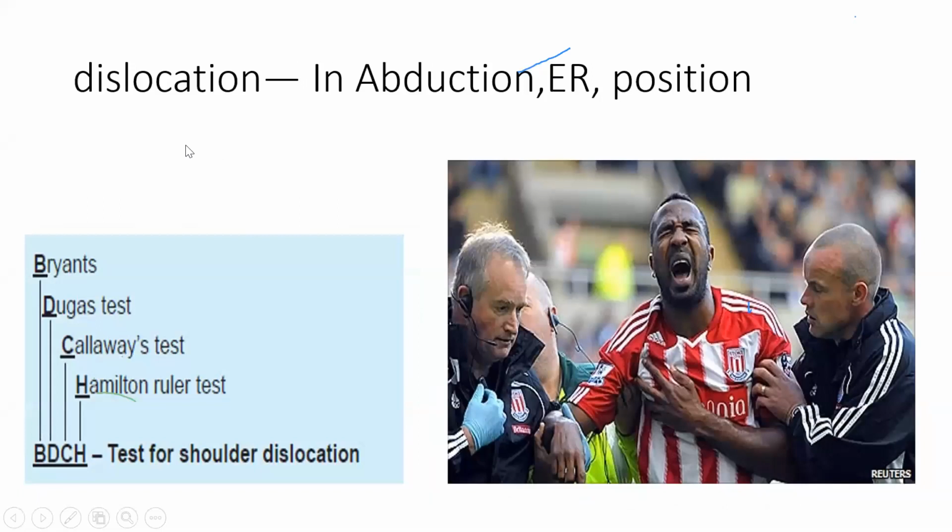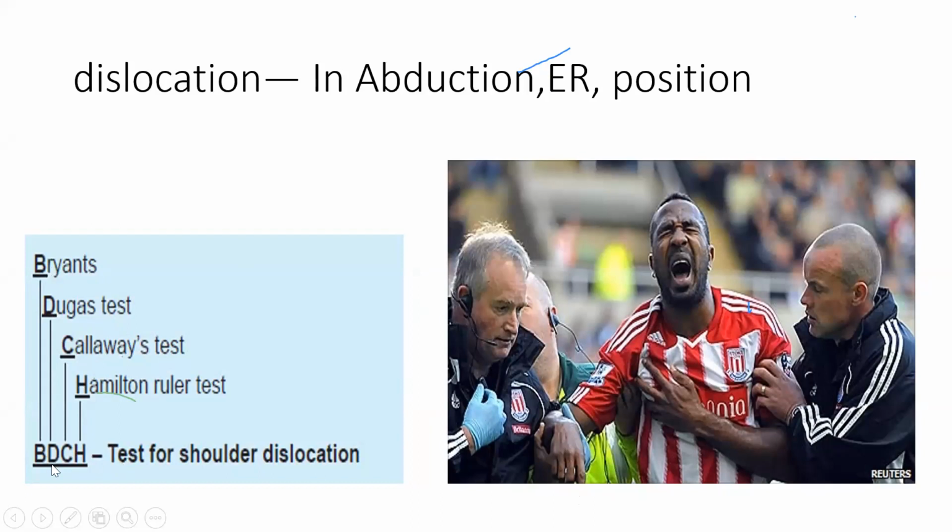Now, normally if you get a dislocation of your shoulder, it is the anterior dislocation. So this is the classical position of dislocation. The most common dislocation is anterior, and we will mainly be studying anterior. So your arm should be kept in abduction, and in a slight external rotation position. This is the classical dislocation.